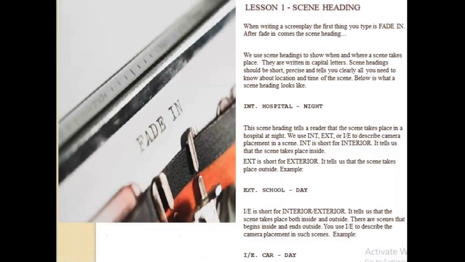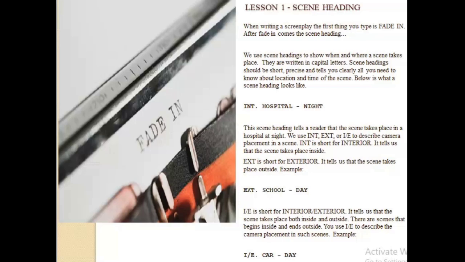When writing a screenplay, the first thing you type is fade in. After fade in comes the scene heading. We use scene headings to show when and where a scene takes place. They are written in capital letters. Scene headings should be short, precise, and tell you clearly all you need to know about location and time of the scene. Below is what a scene heading looks like.